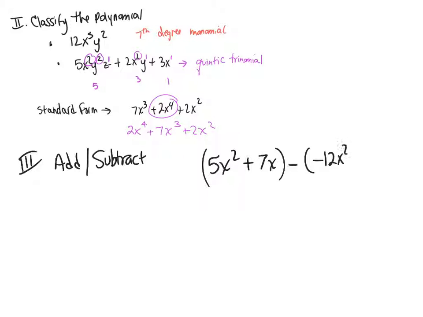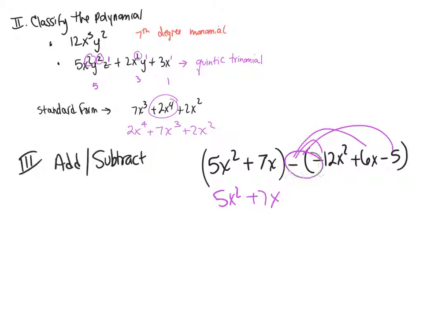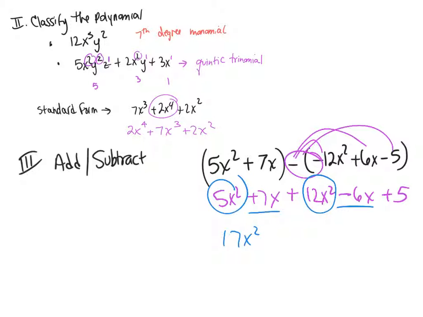hopefully you would notice that the difference between this question and the questions where you're multiplying, foiling, is that here there's a minus in between them. So that means you've got to distribute that negative first, and if it's a positive, the distributing doesn't do anything. So you're going to get 5x squared plus 7x plus 12x squared minus 6x plus 5, and then you combine like terms. 17x squared, 7x minus 6x is 1x, and then plus 5. That's in standard form, so that would be your answer.